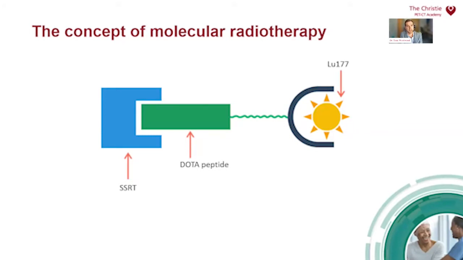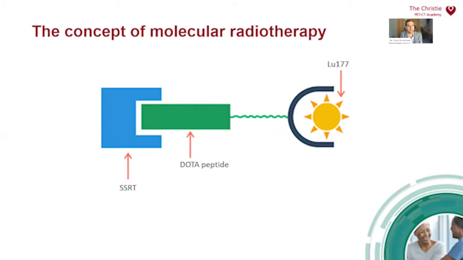Lutetium-177 decays by a sort of medium energy beta negative decay, which gives it its therapeutic effect, but it also helpfully has some gamma emissions, which allow it to be imaged with SPECT nuclear scintigraphy, and it also has a convenient half-life that makes it suitable for use as a therapeutic agent.